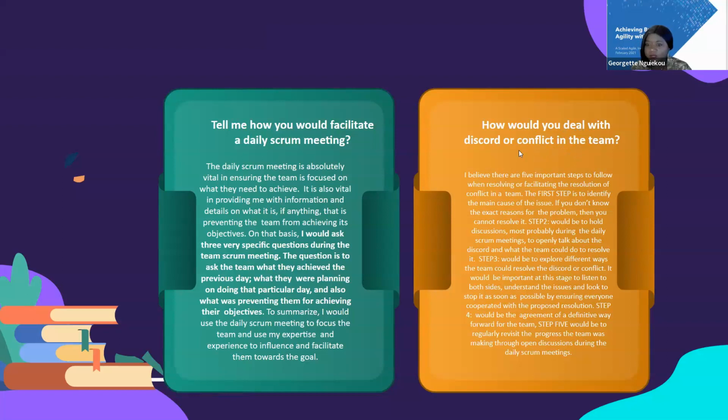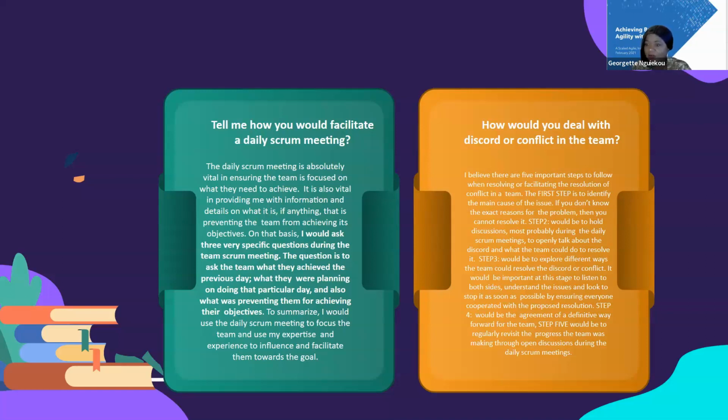Now, how will you deal with a discord or conflict in the team? You can list all those steps that are here. But the first thing when there's a conflict is to listen. You want to make sure that you listen well. You listen to all the parties, to make sure you know what is happening and what is the root of the conflict.